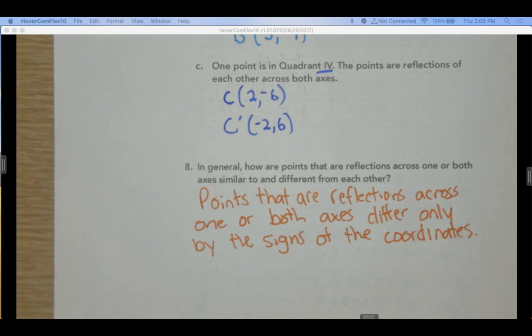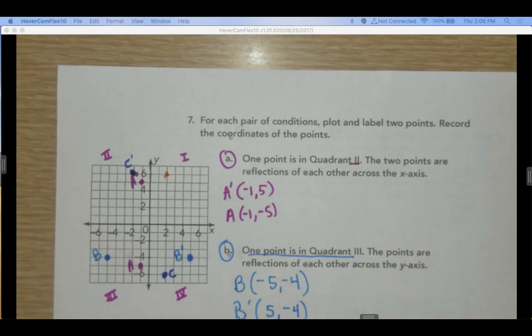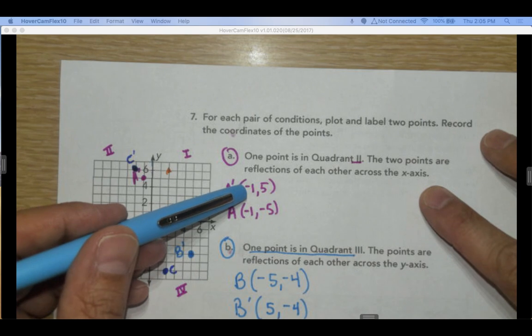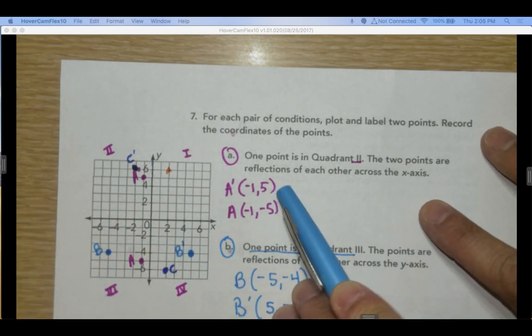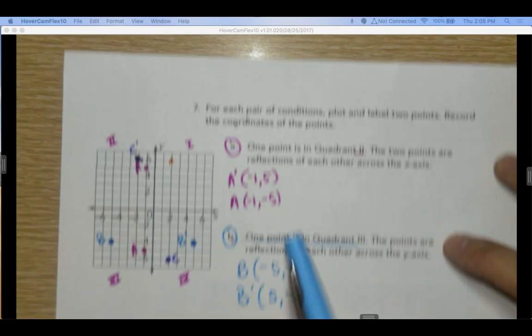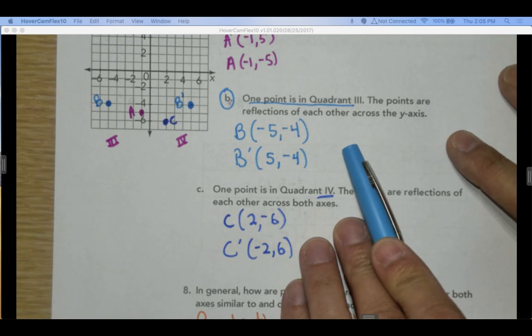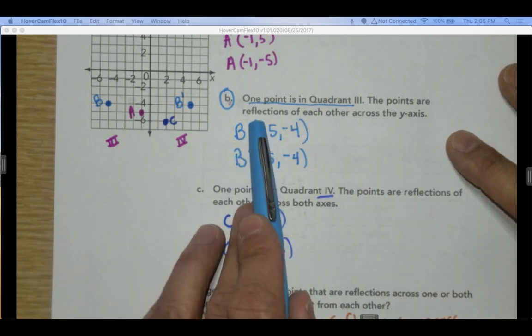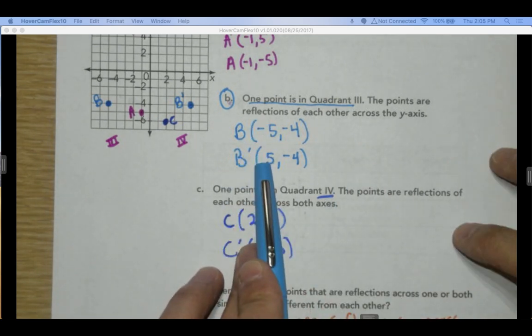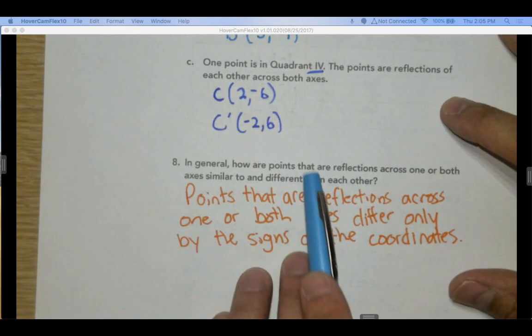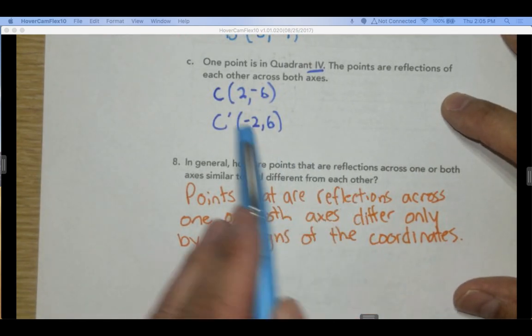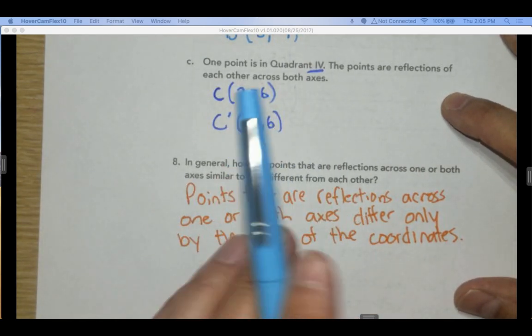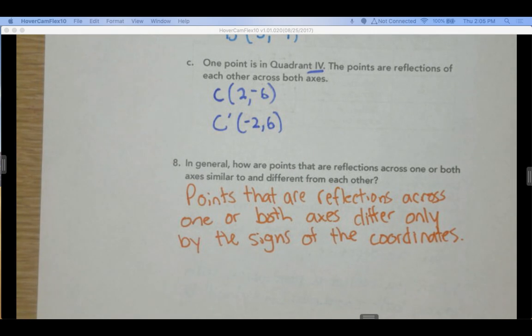In fact, I could get more specific here. When I'm going across the x-axis, the y-coordinate changes its sign. When I go across the y-axis, the x-coordinate changes its sign. When I go across both axes, both coordinates change their sign. Okay? And so we've been practicing reflecting points across the x-axis and the y-axis today.